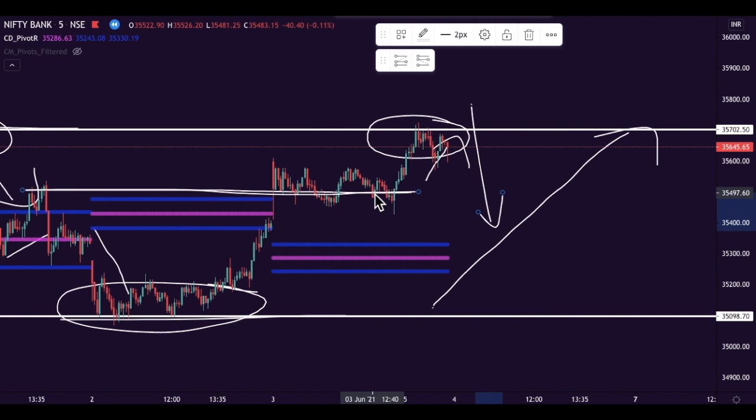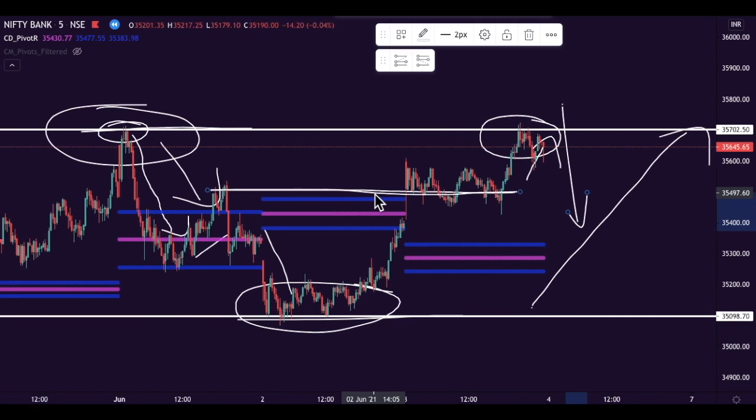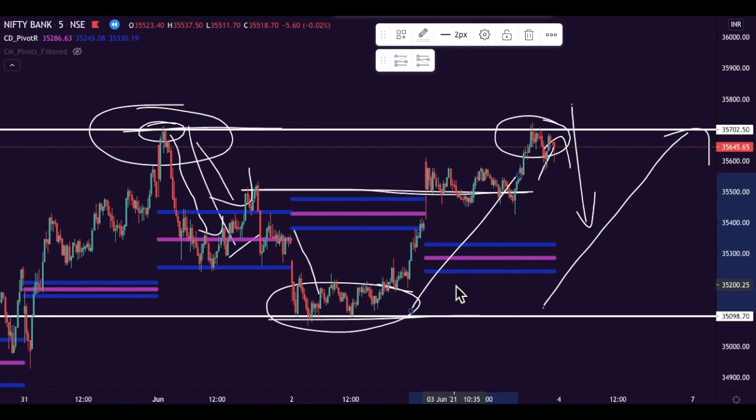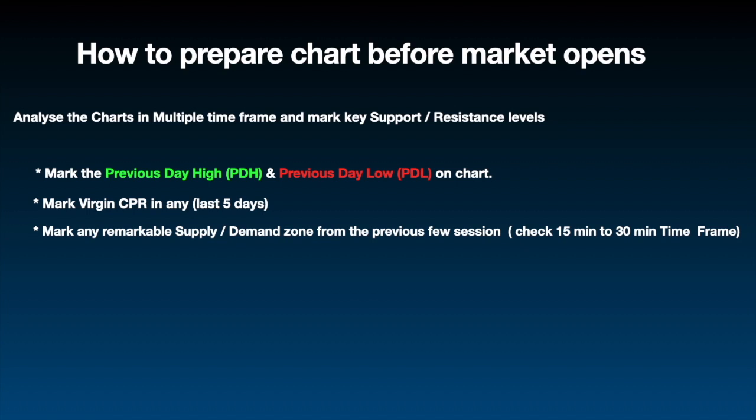So that is the importance of marking supply and demand zone, so that we know from where the sellers are active and from where the buyers are active. Okay, I hope you have understood about the importance of marking supply and demand zone. Now let's look into the next important level which I mark. Now traders, the next thing what we need to do is we need to mark important swing high and swing low on the chart, and this has to be done only on a daily time frame.